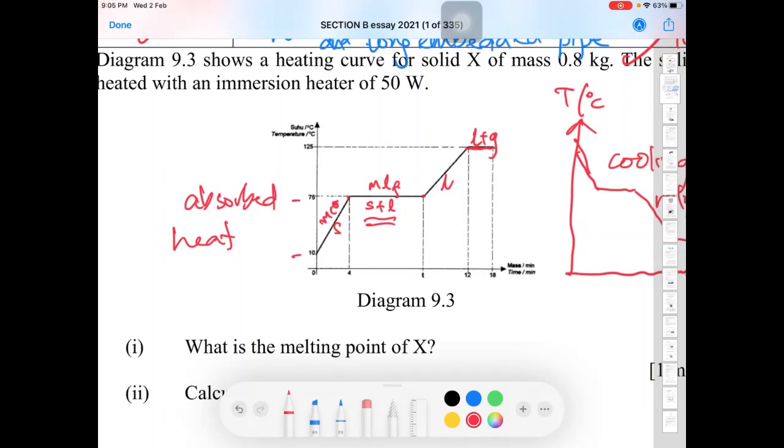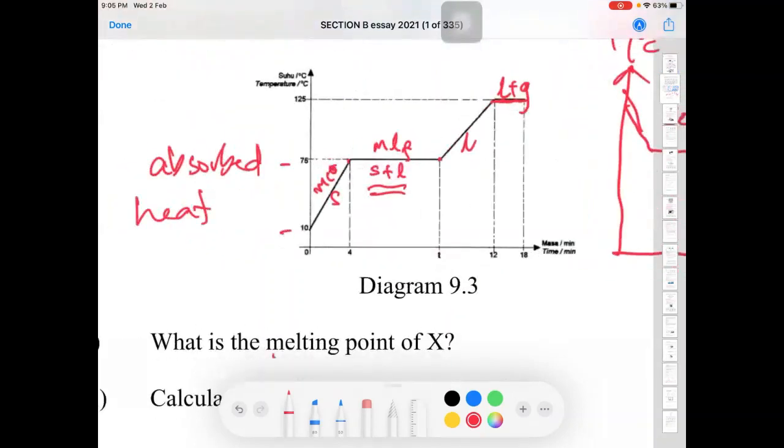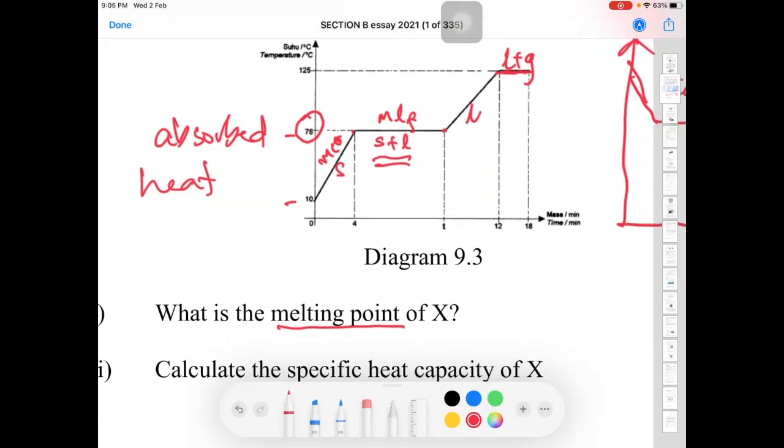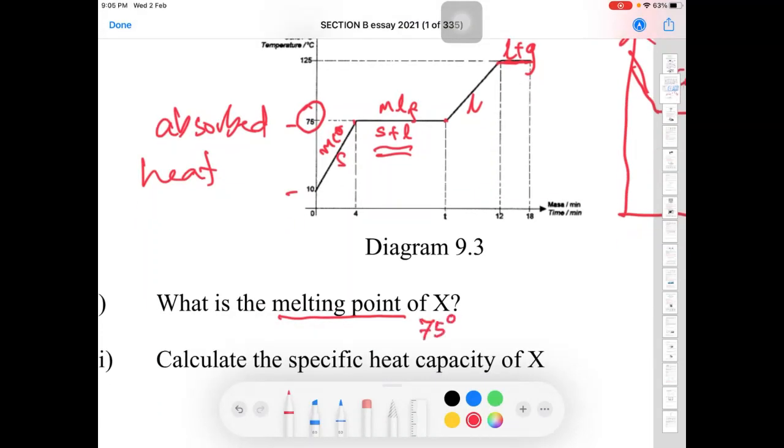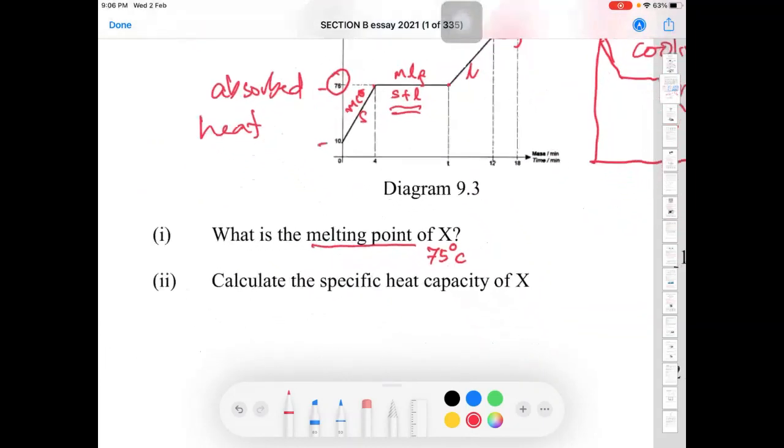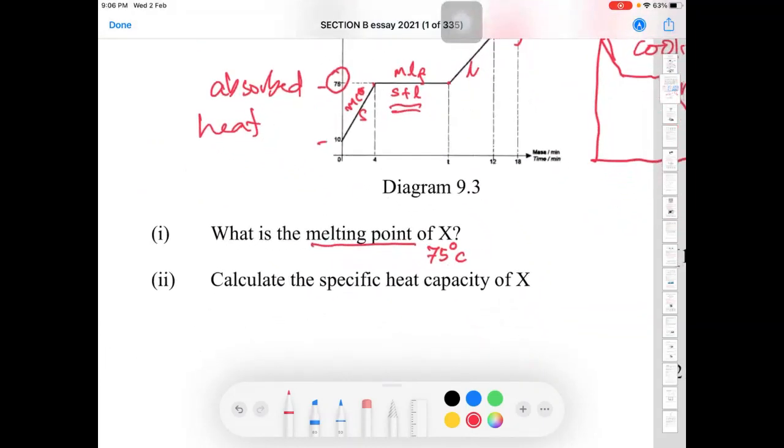Alright. So soalan di sini dia tanya, what is the melting point of X? So melting point of X adalah dekat sini. So that is 75 degrees Celsius. Okay, jangan lupa letak you punya unit tu Celsius. Alright. Okay, the next one. Calculate the specific heat capacity of X.